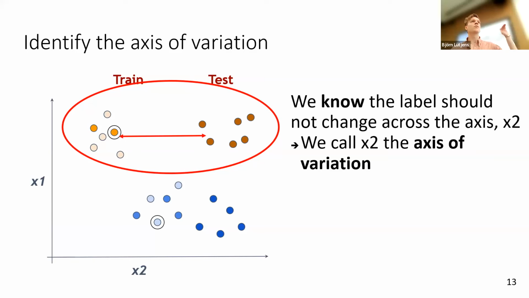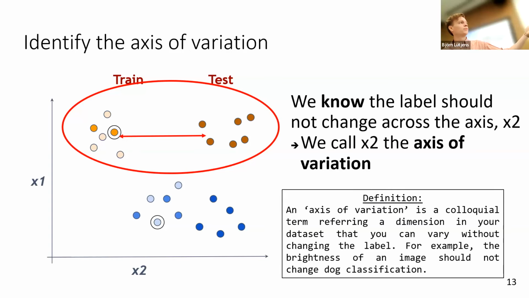And that axis that we used here, we call that informally the axis of variation, which is a colloquial term referring to a dimension in our data set that we can vary without changing our label. For example, the brightness of an image shouldn't change the dog classification.